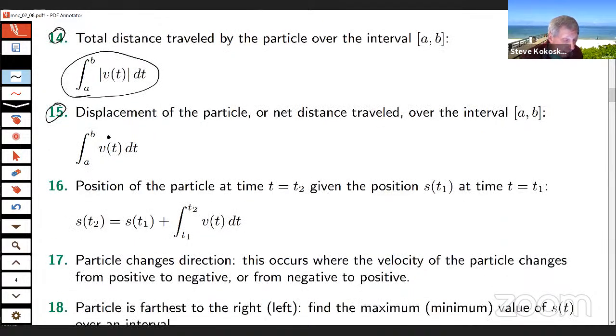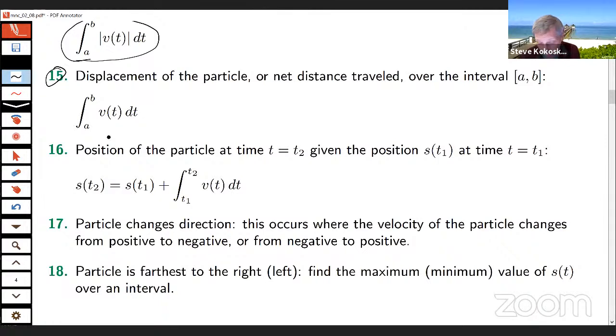In 16, we're often asked for the position of a particle at a second time, say t2, given the position at t1. And this is very common on the AP calculus exam, that expression. And at least in my mind, this is actually an application of the fundamental theorem of calculus, I think part two. And very common on the exam, very common.